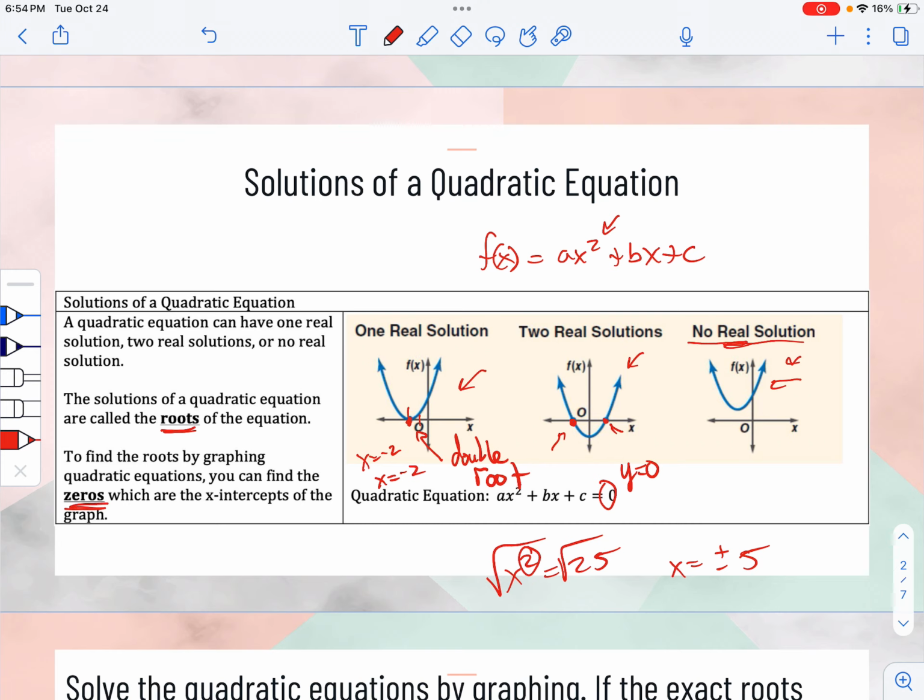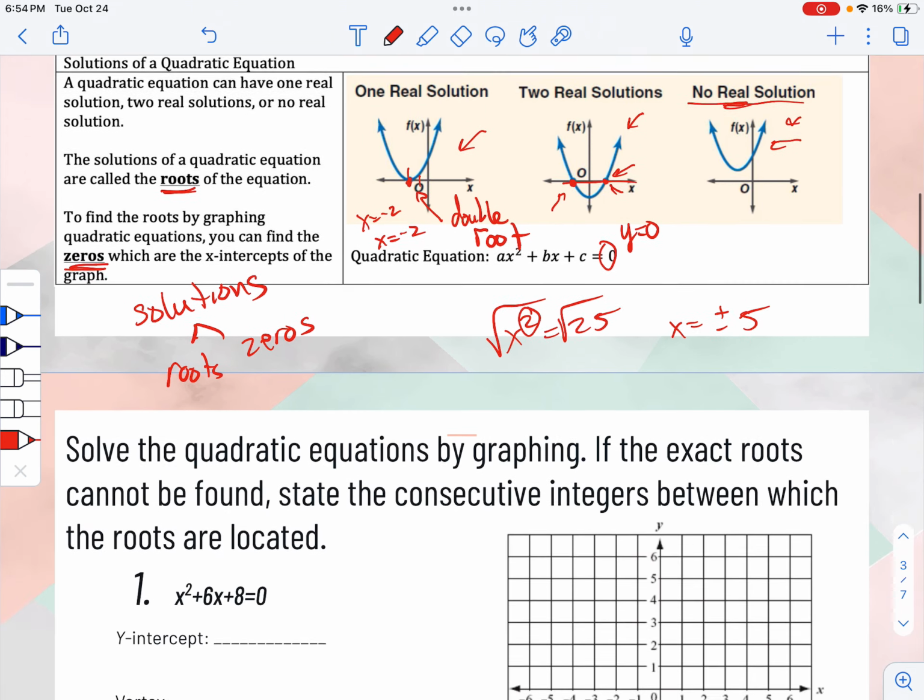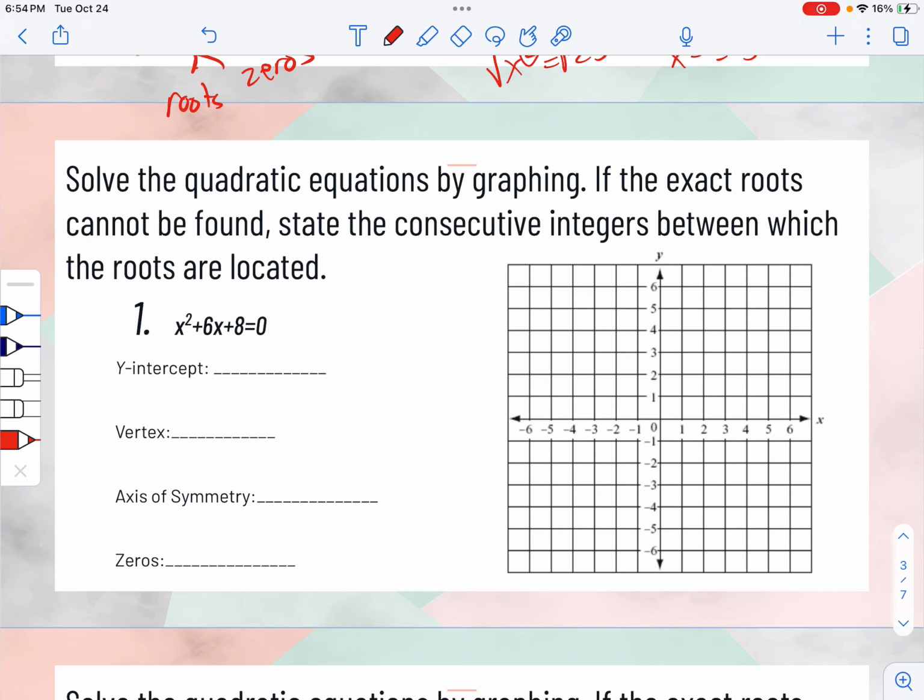They also call them zeros. So solutions, you could call them roots or zeros. And the reason they call them zeros is that's where y is equal to 0. That's where it crosses the x-axis. So a couple things. Okay, so let's jump right into graphing these.